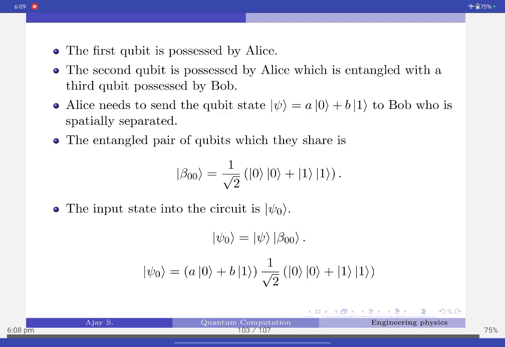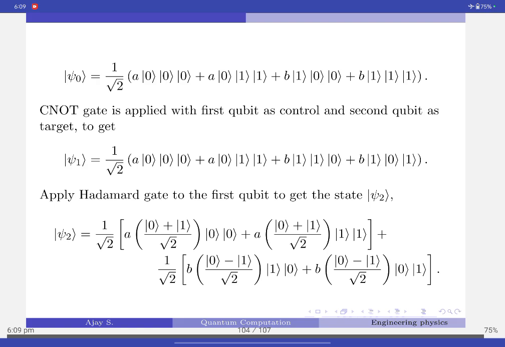So the input state to the circuit is psi 0, which is the product of these two, which is ket psi into ket beta 0 0. So multiplying, this is what one would get: 1 by root 2 (a 0 0 0 plus a 0 1 1 plus b 1 0 0 plus b 1 1 1).